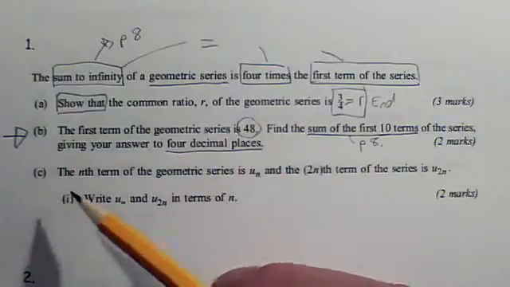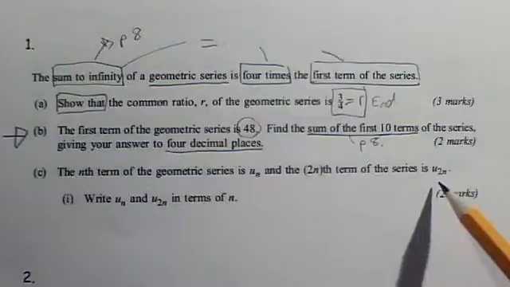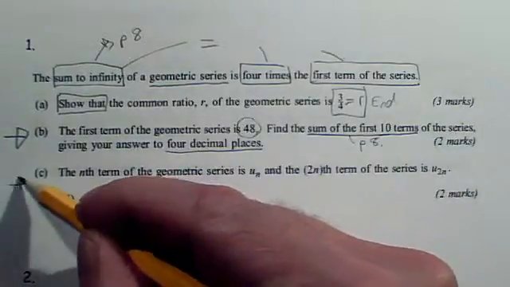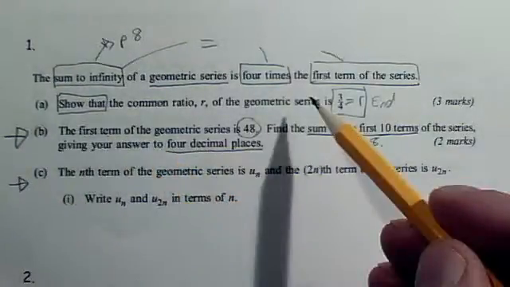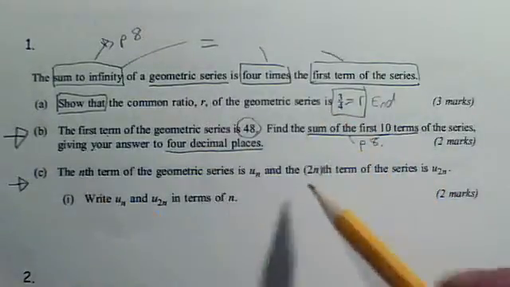Then, part C, we've got the nth term being called un, and the 2nth term being called u2n. This again is a re-entry point. We've got the first term, we've got the common ratio. We're now dealing with the nth term and the 2nth term.